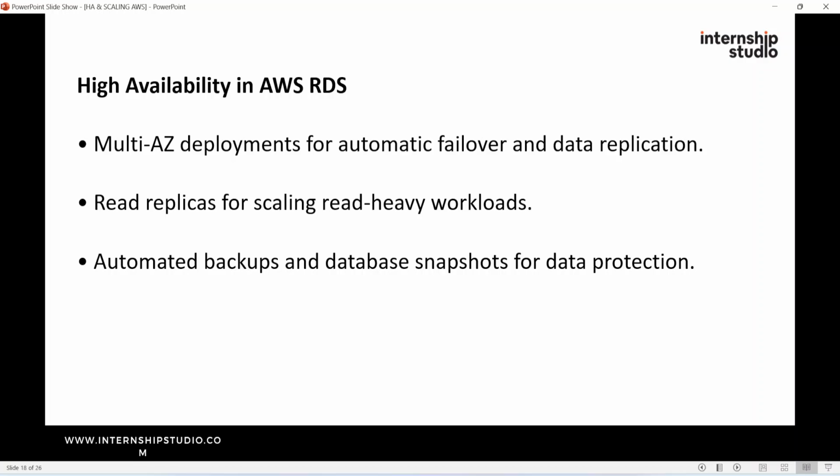So high availability in RDS, we have already seen how it works. Multi-AZ deployments are there for automatic failover and data replication. Read replicas are there for scaling read-heavy workloads, and there are automated backups and database snapshots for data protection.